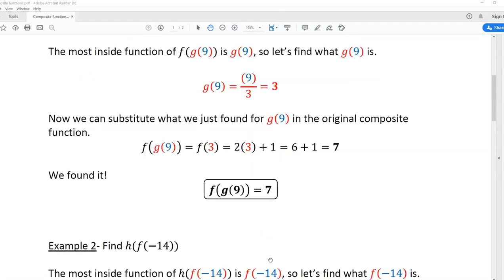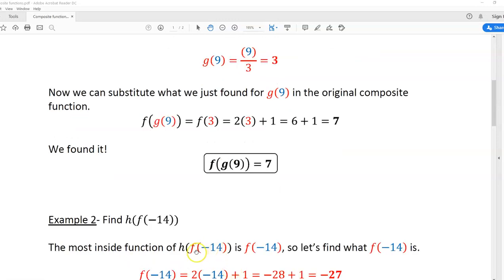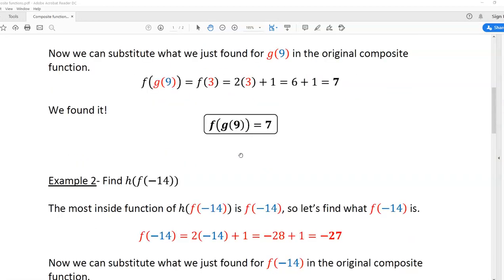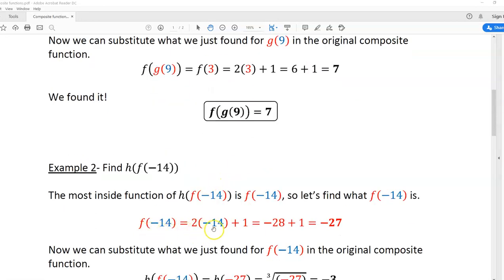In our next example, we'll use the same functions, h of f of negative 14. The most inside function is f of negative 14. So we'll find out what that is. And again, that's up here, f of x equals 2x plus 1. But we know what x is going to be, negative 14. 2 times negative 14 is negative 28, plus 1 is negative 27. That's what f of negative 14 is.